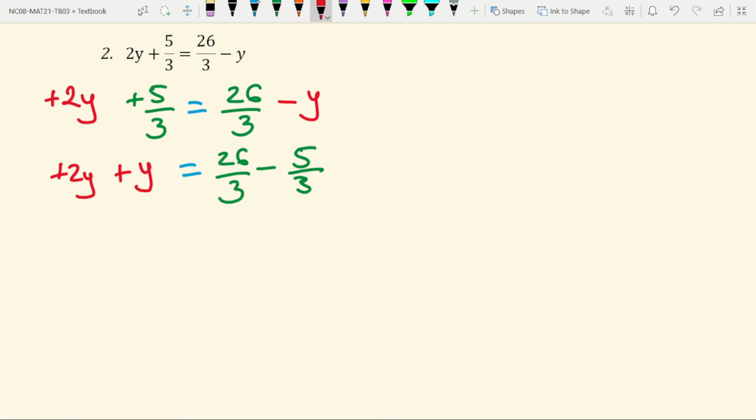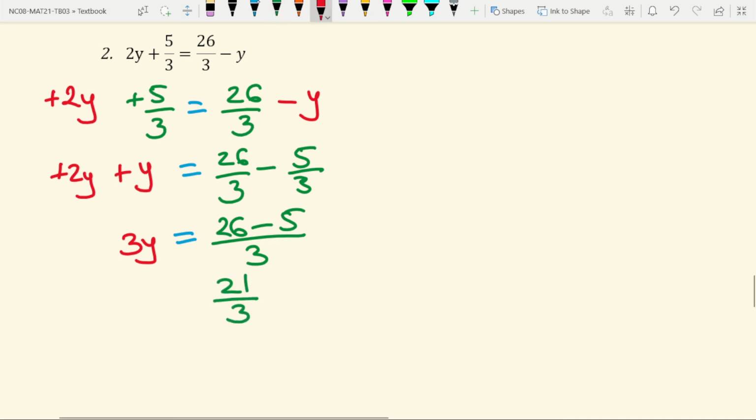So here like terms will get added. 2y plus 1y is 3y is equal to 26 by 3 minus 5 by 3. To add or subtract fractions, denominators should be the same. Denominators are already the same, so we can write it as whole divided by 3. Common denominator, 26 minus 5 is nothing but 21, so 21 by 3. Here on the LHS the remaining term is 3y is equal to 21 by 3.